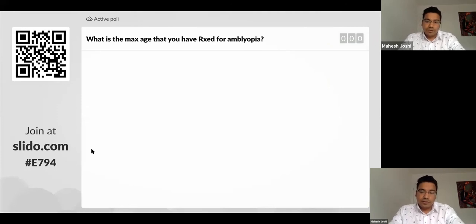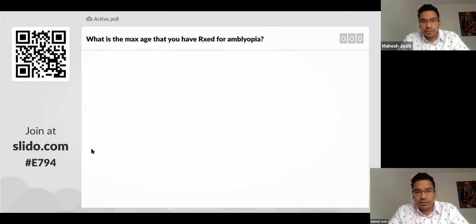So we've come to the treatment part of that. As I went through the slides, I showed you that some of the studies have shown that even treating children up to 18 years would help with amblyopia. So there is another poll. What is the maximum age that you have successfully treated for amblyopia in your clinical practice so far? Up to what age have you seen improvement in the treatment? If you go back to slido.com again and use the hashtag to put in the answers.